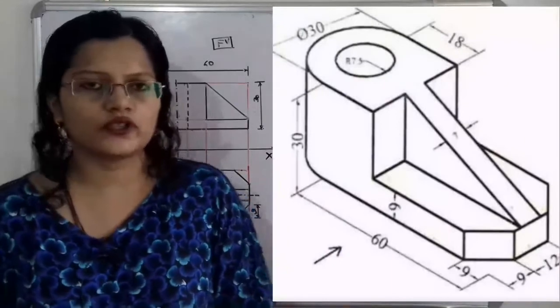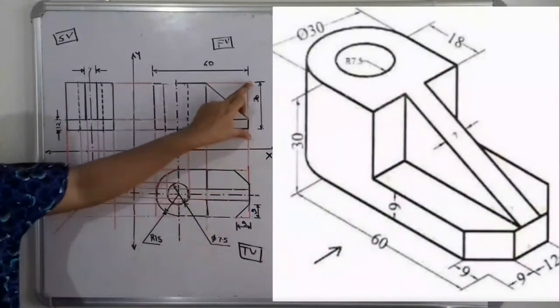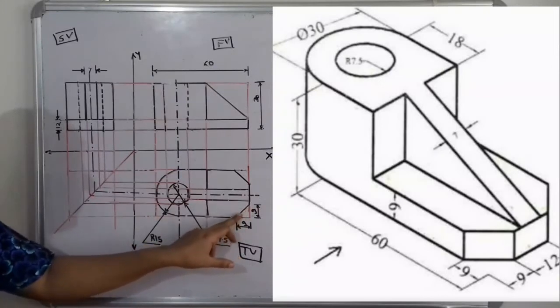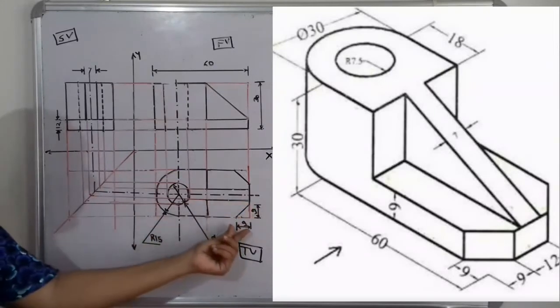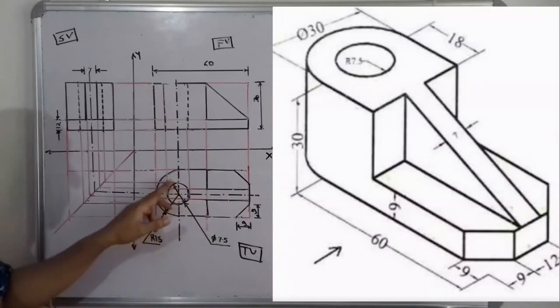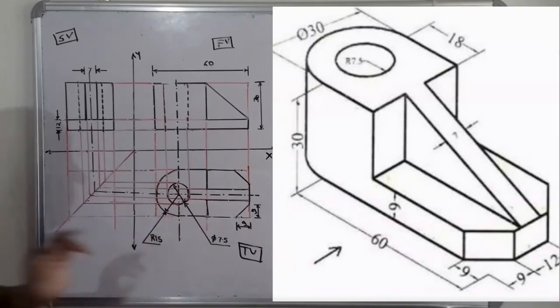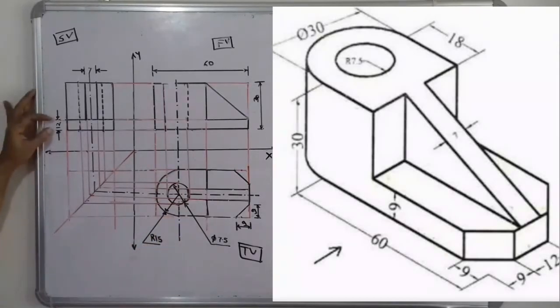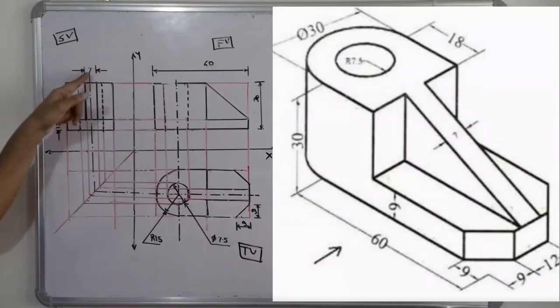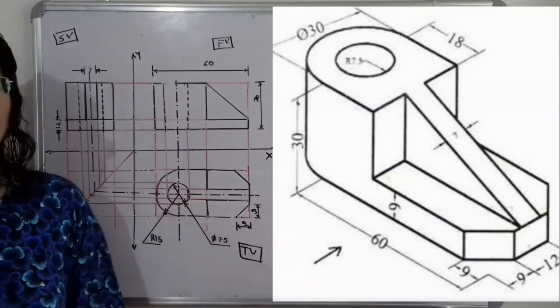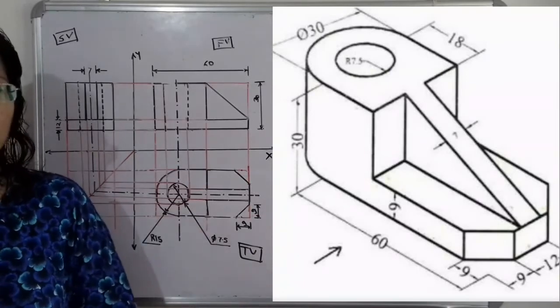Now we have to show the dimensions. So here are the dimensions. This is the height, this is the length. Then here for this inclined construction the height and length is given. Then here for the hole phi 7.5 we have to show, and for this circular arc we have to show r 15. And here also for the base construction height 12, and here the width of this rib, that is 7. So we have to show all the dimensions, and this is the orthographic projection for the given object.